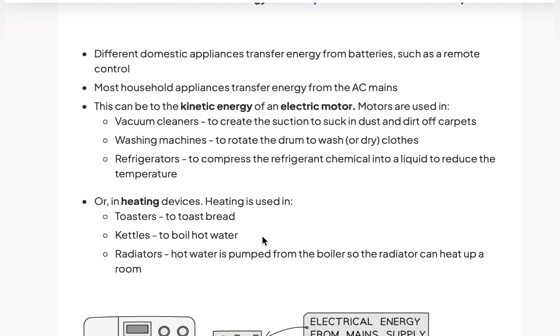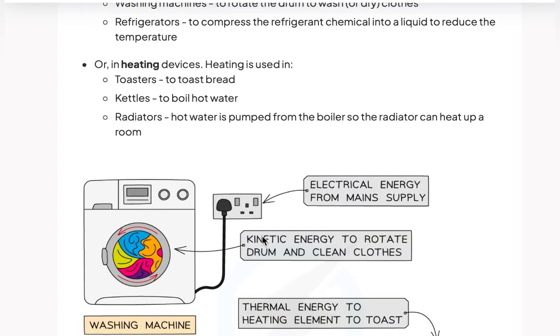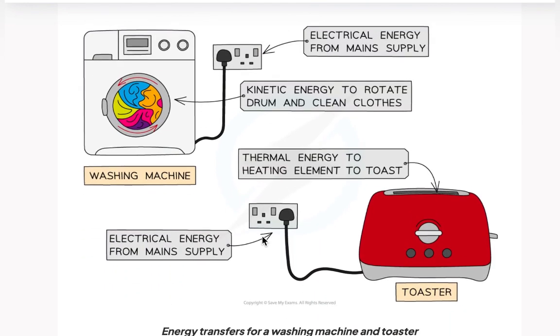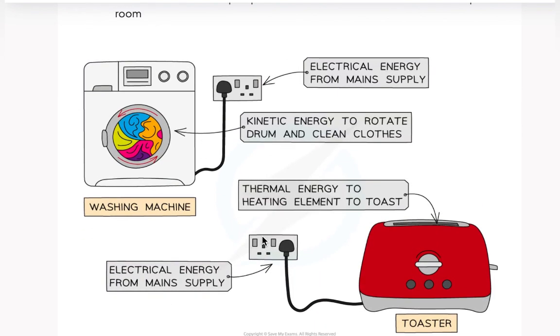On heating devices, heating is used in what? Toasters. You have toasters in your homes to toast your bread, and electrical energy is supplied to these toasters. Kettles to boil your water. Electrical energy is supplied to the conductor, the metal, which becomes hot, and then it boils the water. And radiators, hot water is pumped from the boiler so that the radiator can heat up the room. Is that okay? So these are different applications of where we use electrical energy.